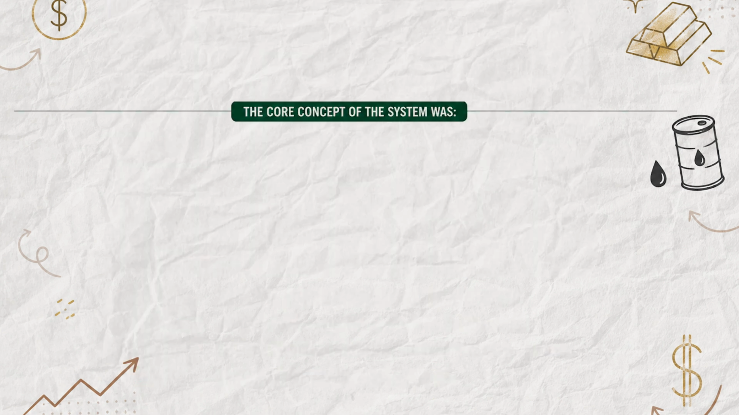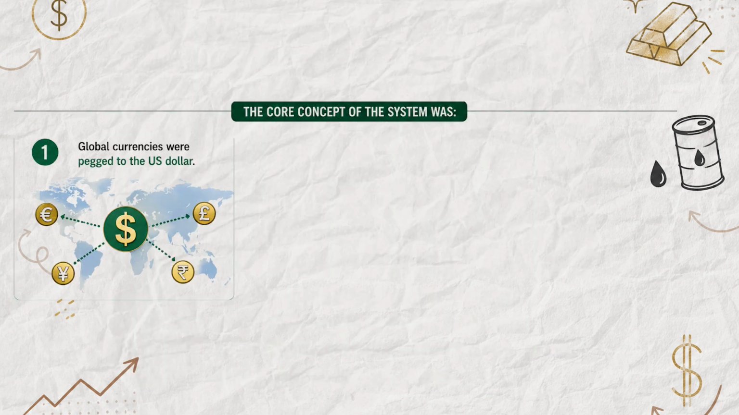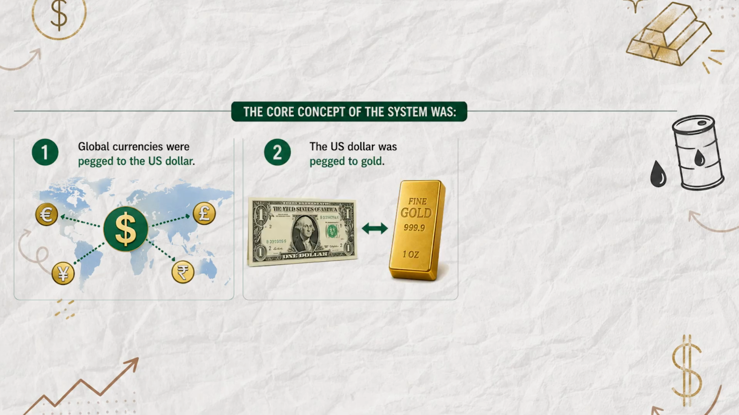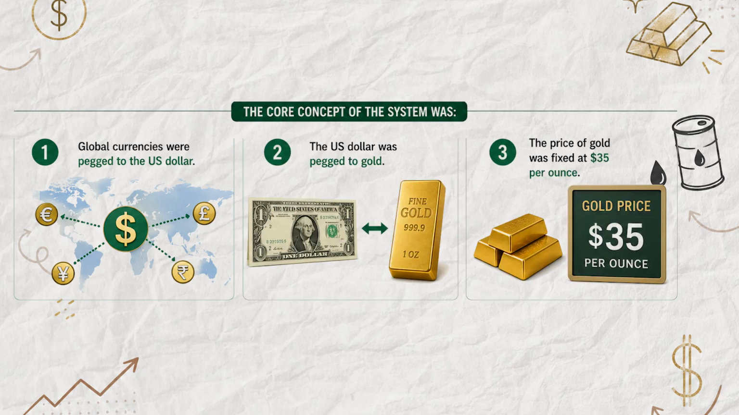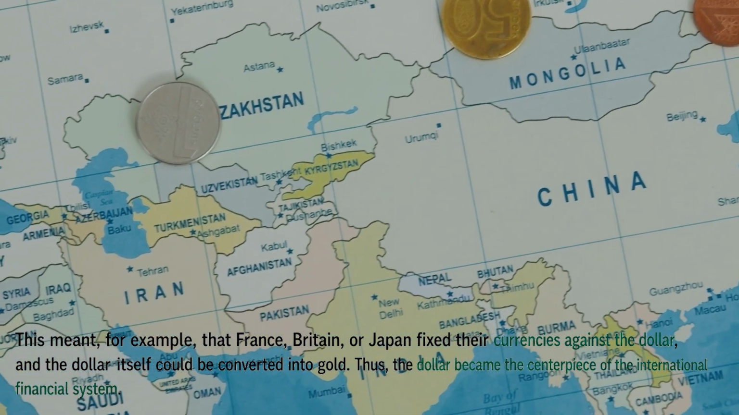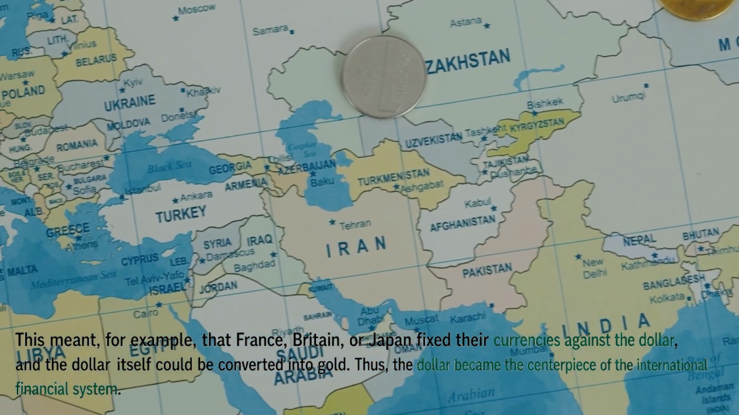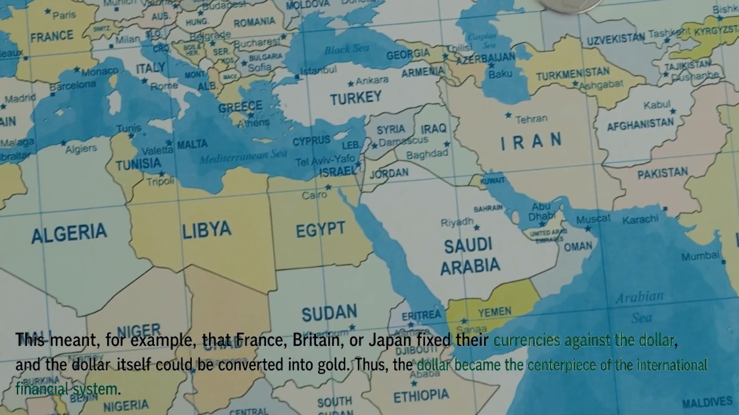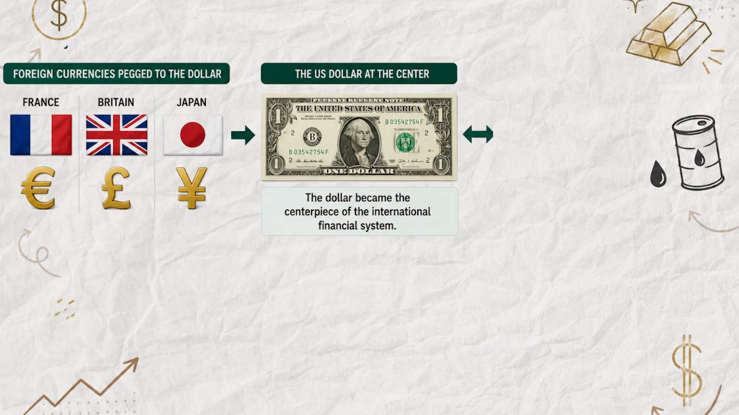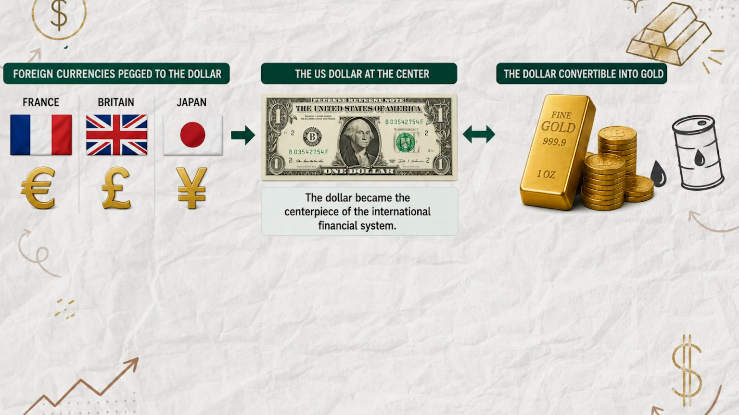The core concept of the system was that global currencies were pegged to the US dollar. The US dollar was pegged to gold. The price of gold was fixed at $35 per ounce. This meant, for example, that France, Britain, or Japan fixed their currencies against the dollar, and the dollar itself could be converted into gold. Thus, the dollar became the centerpiece of the international financial system.